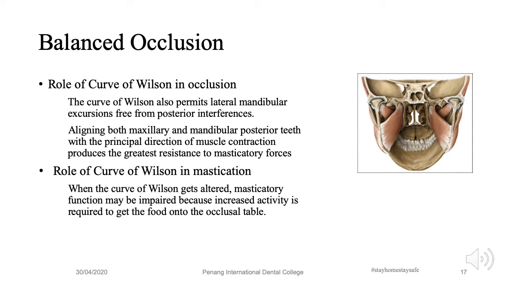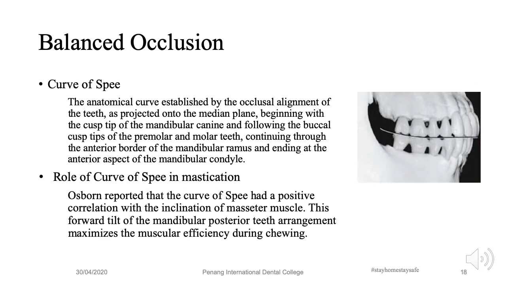The role of curve of Wilson in mastication is that when the curve of Wilson gets altered, masticatory function may be impaired because increased activity is required to get the food onto the occlusal table. Okay. Now coming to curve of Spee.